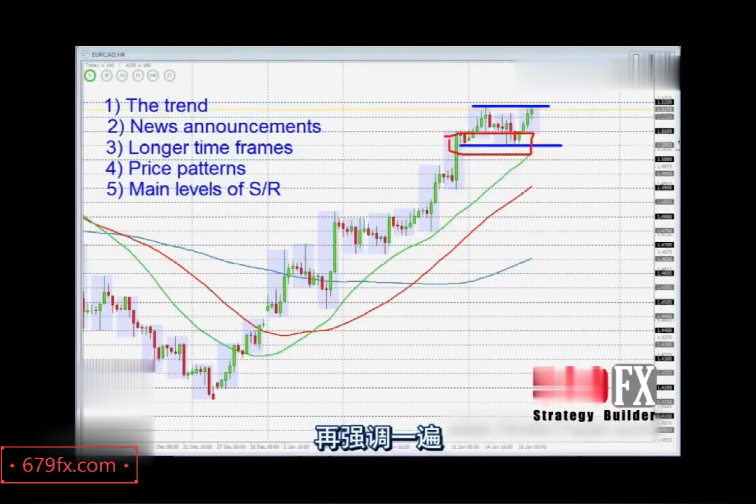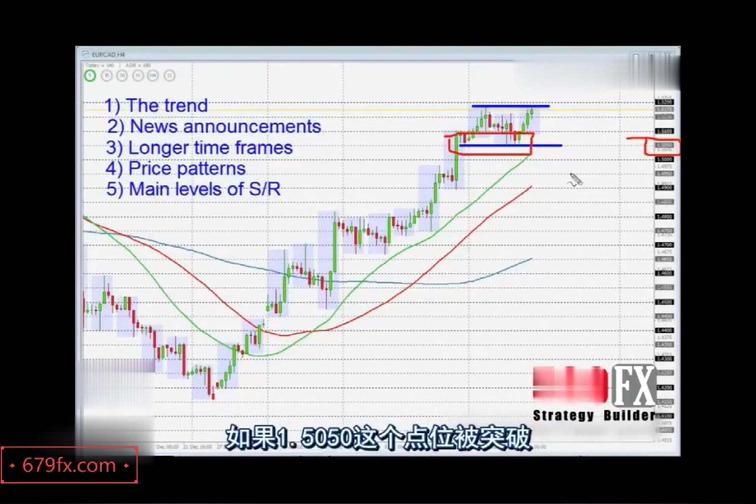Okay. Once again, if the 150-50 level breaks, then my trade plan is violated, and therefore I don't want to get involved with this trade any longer. All right.